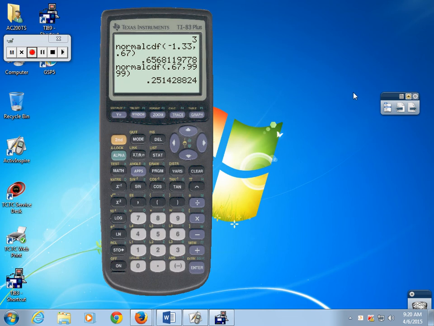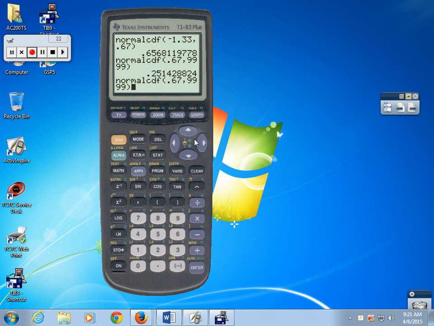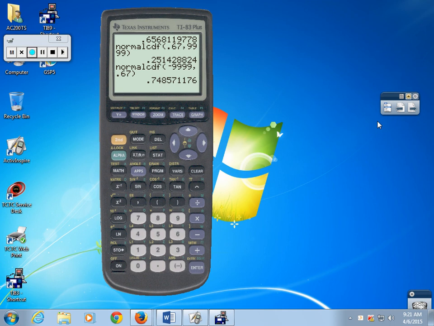What if you want the left-hand side? Well, negative infinity to 0.67. Type in second entry. So if you want the left-hand side of 0.67, you type in negative 9999, comma, 0.67, close parentheses, and that'll give you the left-hand side. And that's how you use the calculator instead of the table. Use whatever you want to, all right? But at least know how to use both.